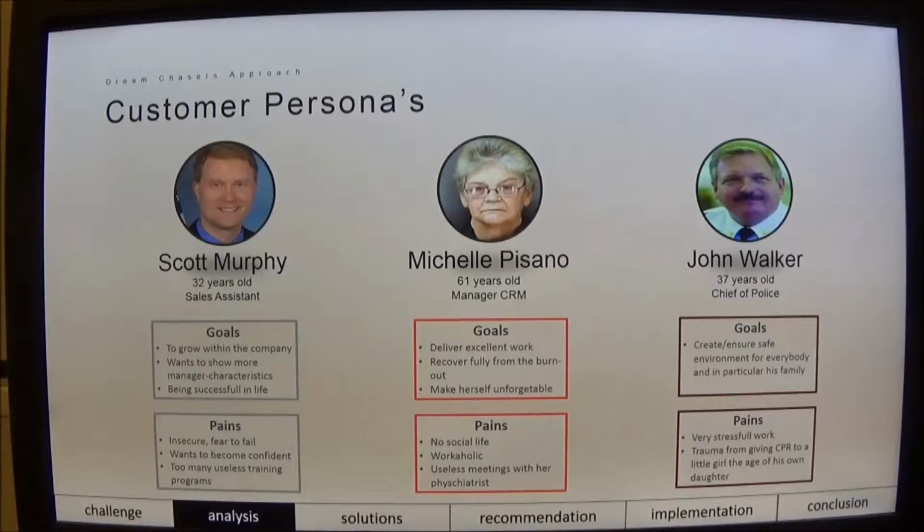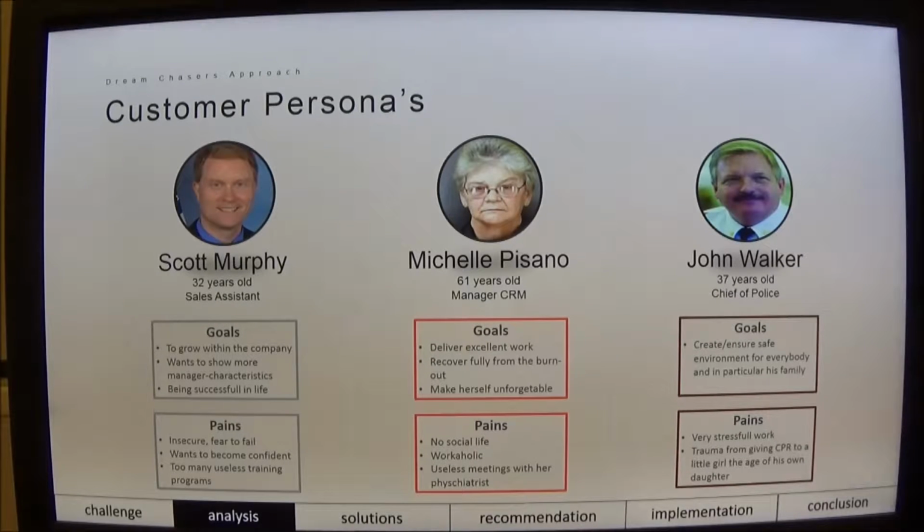And last but not least, John Walker, the chief of police. He's there to create a safe environment for everybody. However, this is costing his mental condition. He's seeing things that no other person is seeing. He's dealing with horrible things, and he doesn't know how to deal with that kind of stress. So those are the ideal customers.